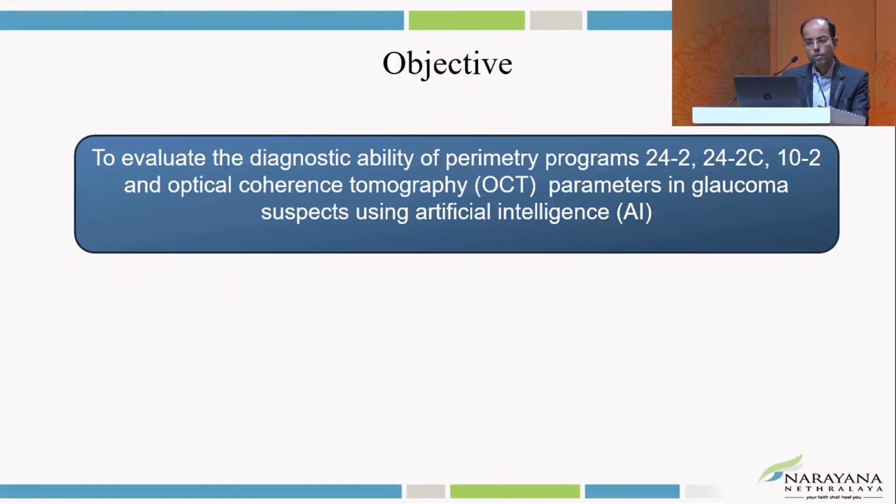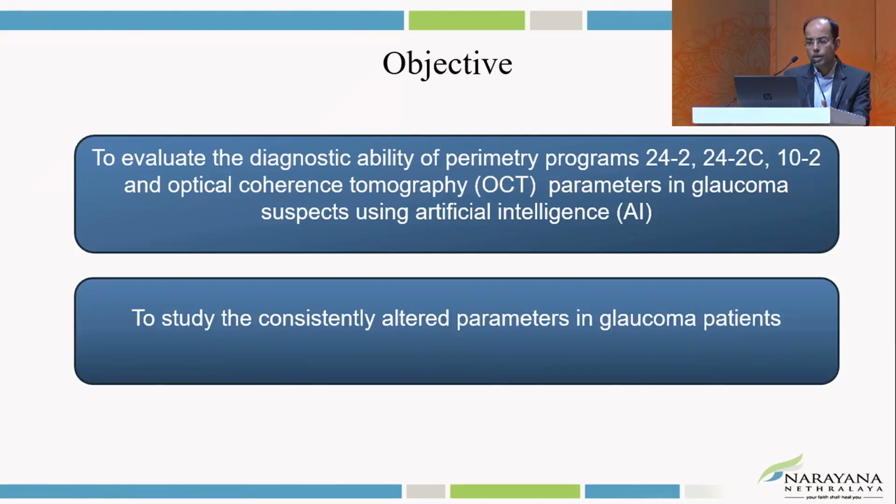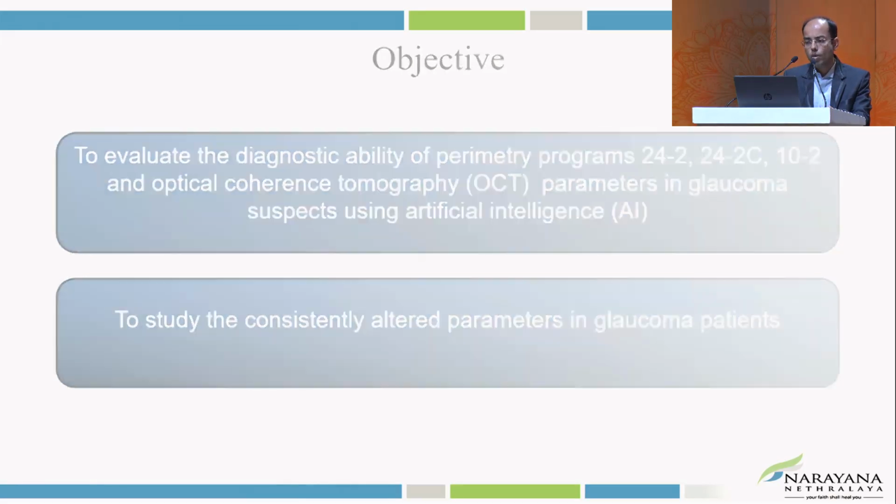So the objective of our study is to evaluate the diagnostic ability of the different perimetry programs, 24-2, 24-2C and 10-2, along with the OCT, in diagnosing early glaucomas with the help of artificial intelligence, and to study the consistently altered parameters in glaucoma patients.